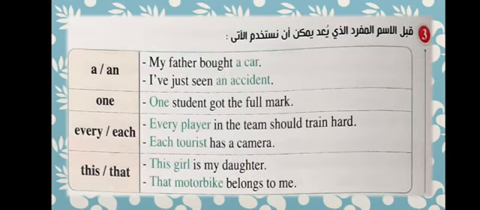Before the countable singular, as we said, we use a and an. For example, my father bought a car. I have just seen an accident. You can use one. For example, one student got the full mark. We can use every or each. Every player in the team should train hard. Each tourist has a camera. We can use this or that. This girl is my daughter. That motorbike belongs to me.